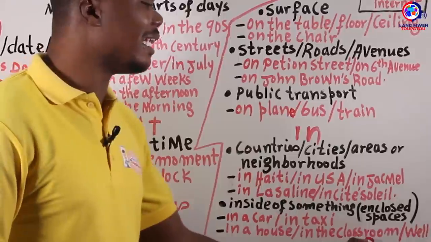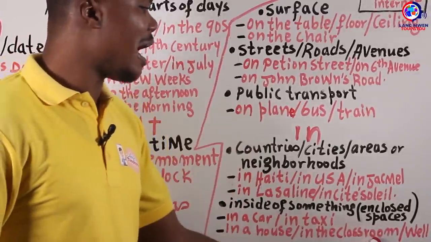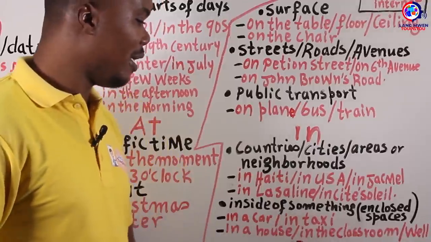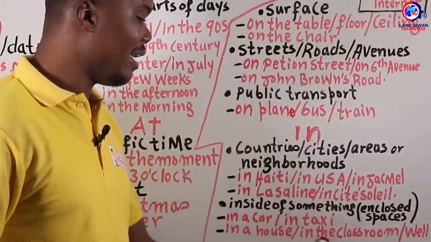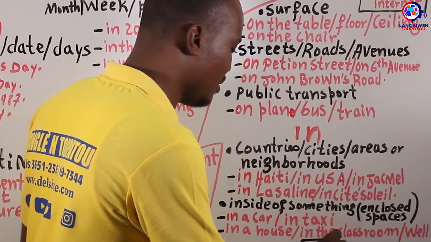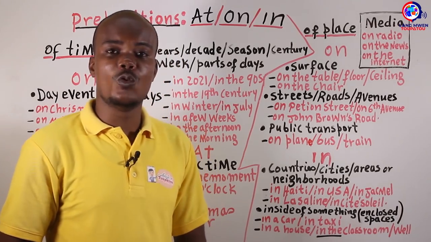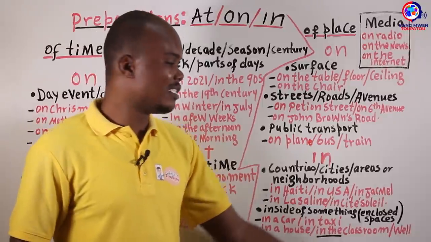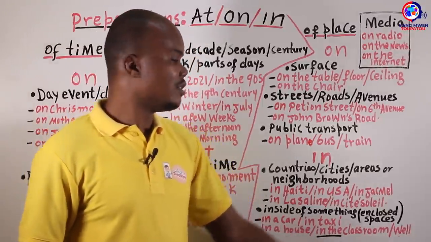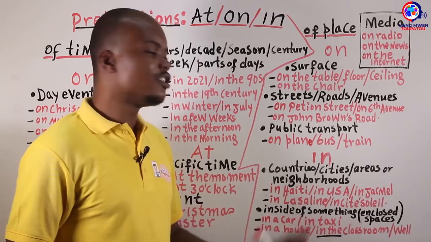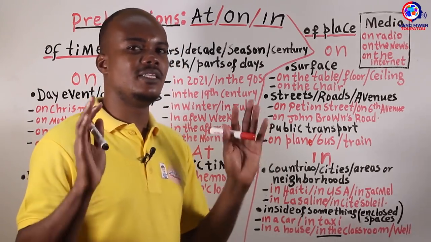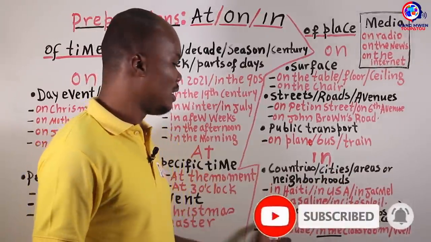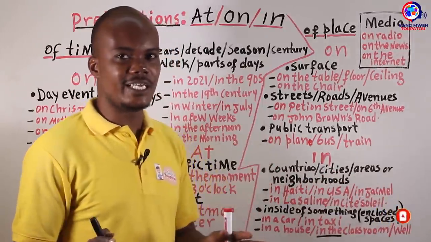Or I can say in the classroom, dans la salle de classe. And I can say in the well, okay? In the well, in the classroom, dans la salle de classe. In the well means nan puits, à l'intérieur de puits, puits côté au prendre l'eau. Je dis ça en anglais, well, okay? Well, you say in the well, good. So you use preposition in when talking about these things. So countries, cities, areas, or neighborhoods, and enclosed spaces.